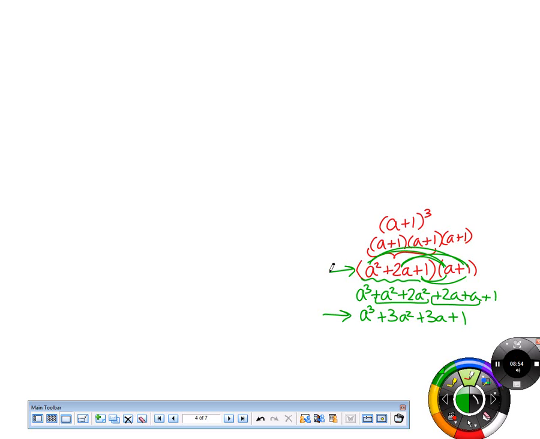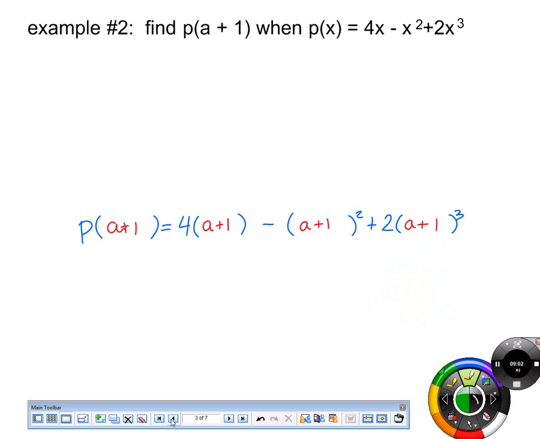So a little side arithmetic. I'm going to go back and plug those things in. So let me go back to my previous page. All right. So this part right here became a cubed plus 3a squared plus 3a plus 1. And it still had this stuff in front of it. The a plus 1 squared is a squared plus 2a plus 1. Still has the negative in front of it.